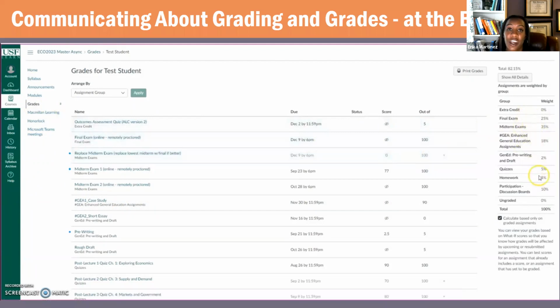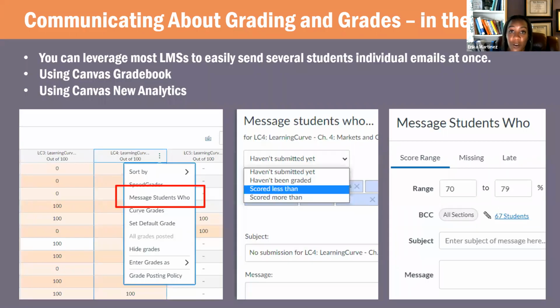This way, students are hearing me walk through their grades and they're viewing them just as they will see them when they enter the LMS. I then continue to communicate about their grades after each exam. If I have a large class, I leverage the tools that are available in the LMS to send individual emails to students regarding their performance on the exam.